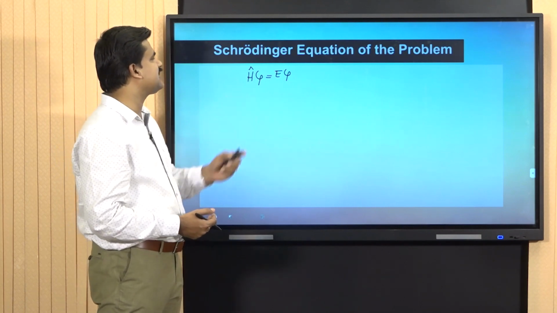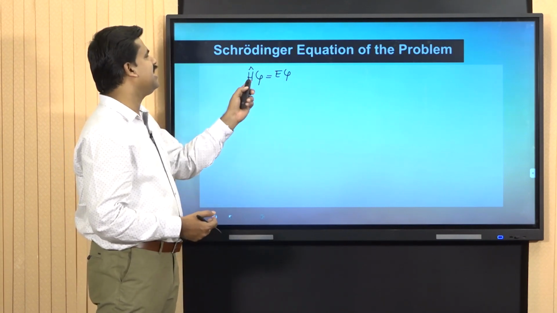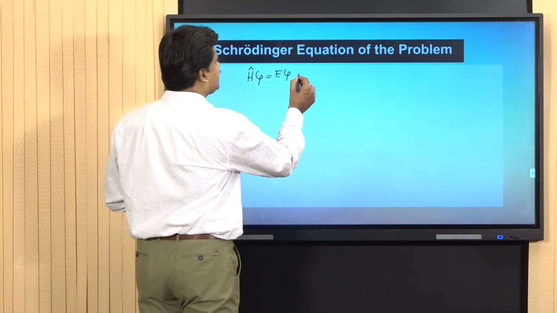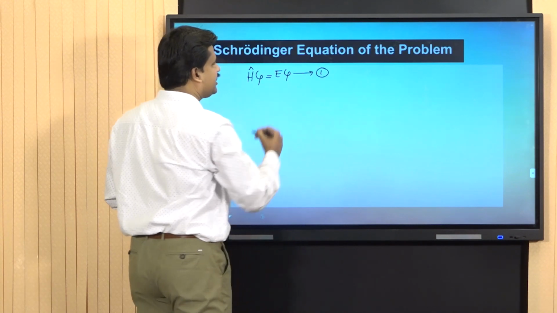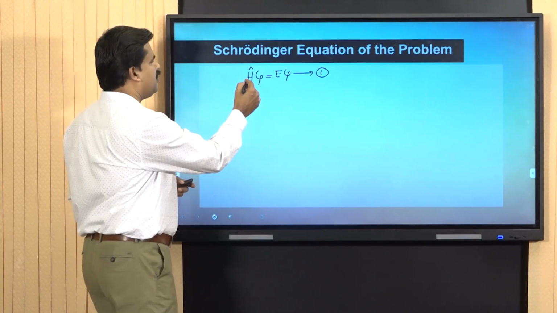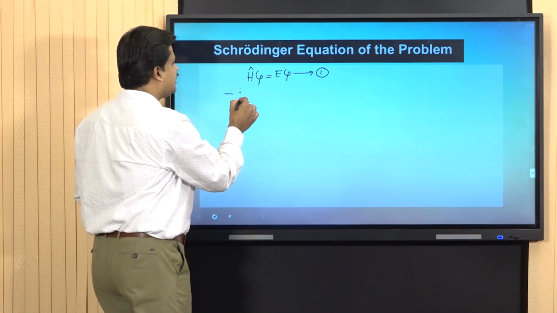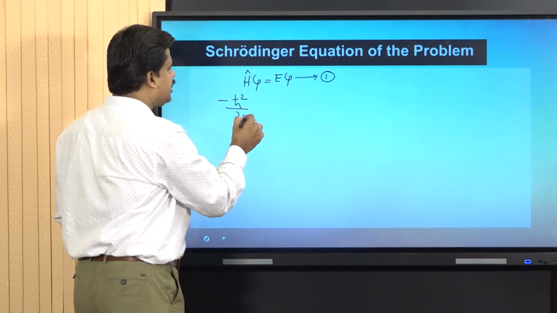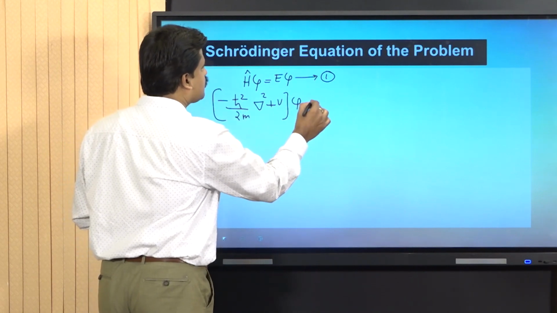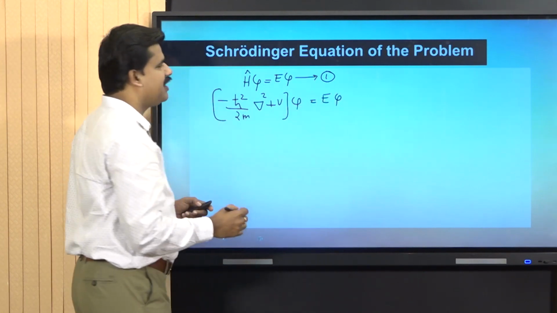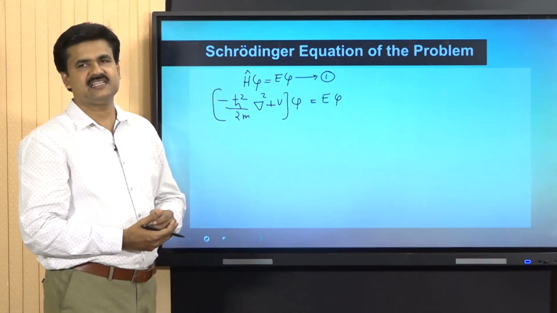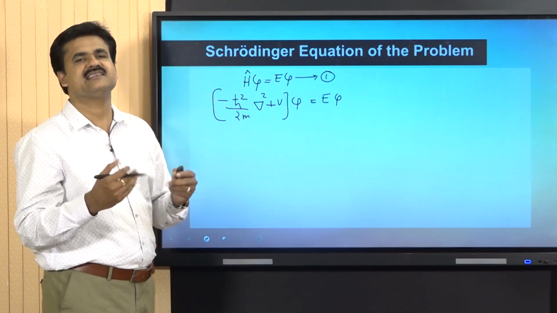For simplicity, we are taking psi of x, y, z as psi, and Hamiltonian psi is equal to energy into psi. This is the Schrodinger equation in general form. This is the time-independent equation and we can split it into further parts. On splitting the Hamiltonian, that is minus h cross square by 2m del square plus V into psi is equal to energy into psi. But it should be noted that the potential energy V of the particle inside the three-dimensional box is taken as 0.